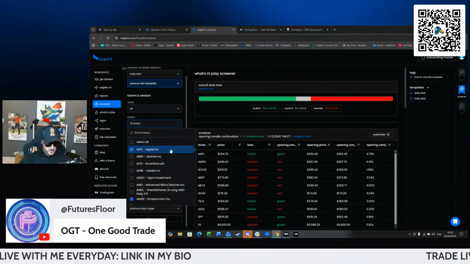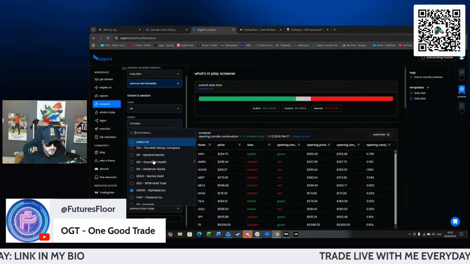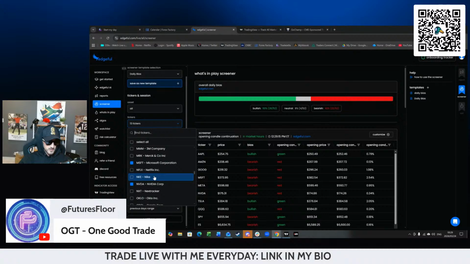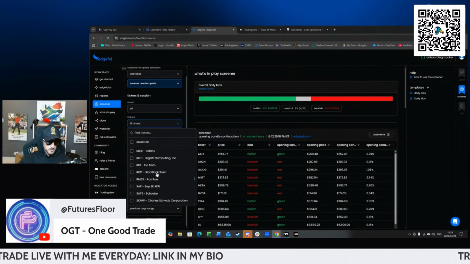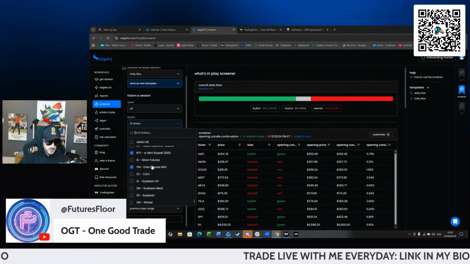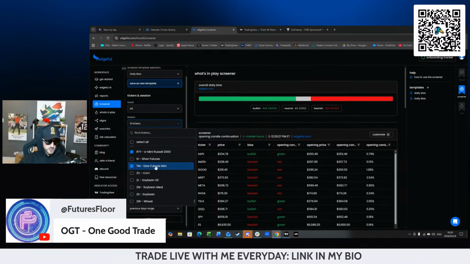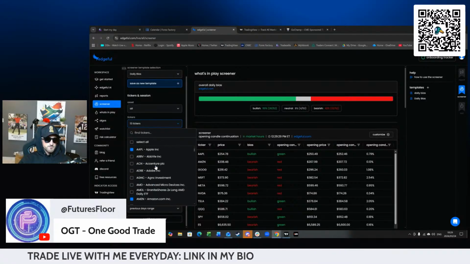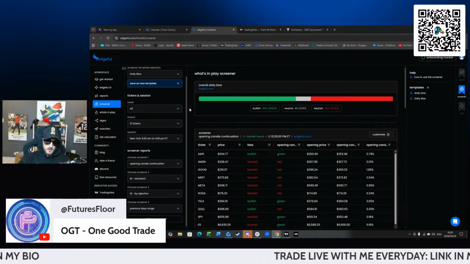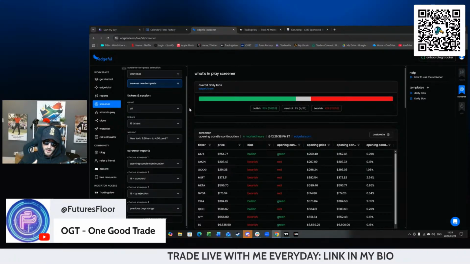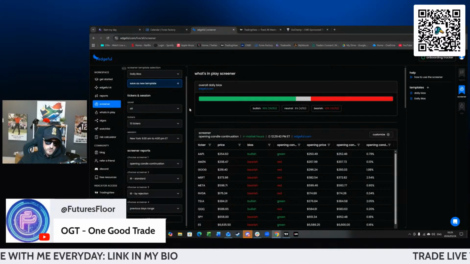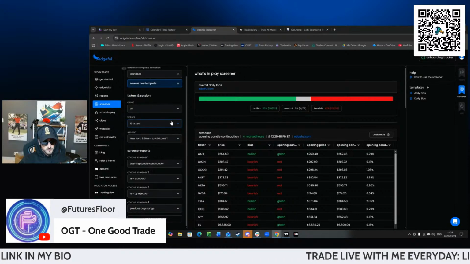Let's have a look at my tickers that I got. I got Apple, Amazon, Google, Microsoft, Meta, NVIDIA, so the Mag 7, QQQ, SPY, Tesla, ES, NQ, RTY, and YM. So I got the Mag 7, and then the indexes are the options, the ETFs, and the futures. So I got the Mag 7, SPY, QQQ, so the options, ES, NQ, RTY, YM. That's what I have.